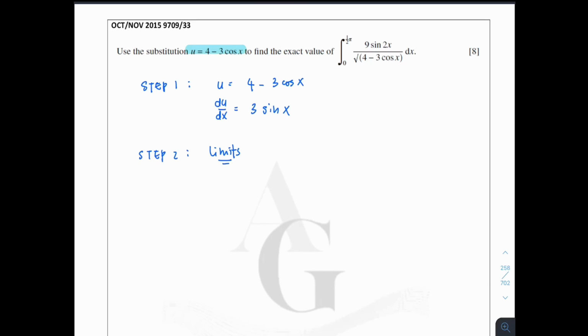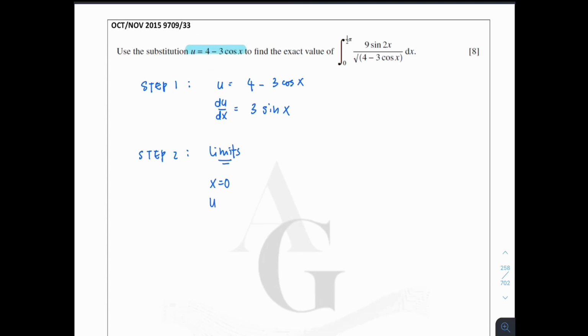Have a look at this part here. These are the limits for x. We are supposed to change them into the limits for u. So what to do here is just substitute these x limits into here to get the u limits. So let's try. When x equals 0, we just need to substitute into here.